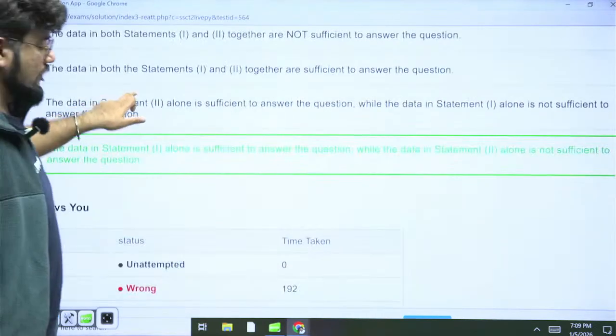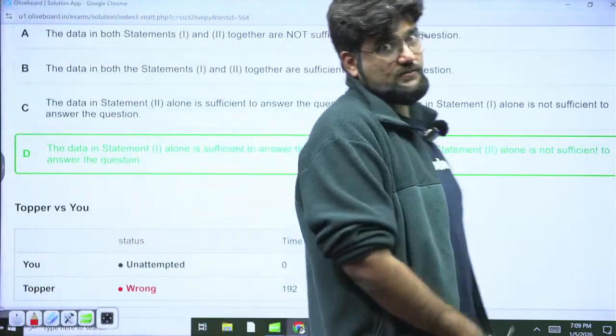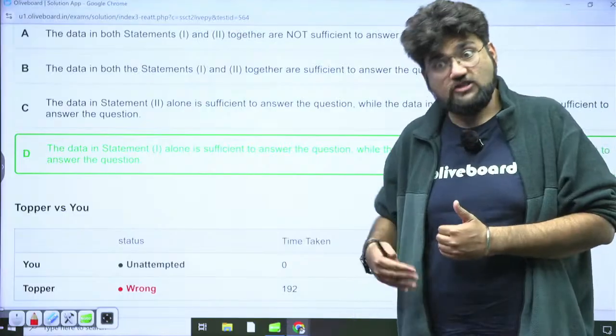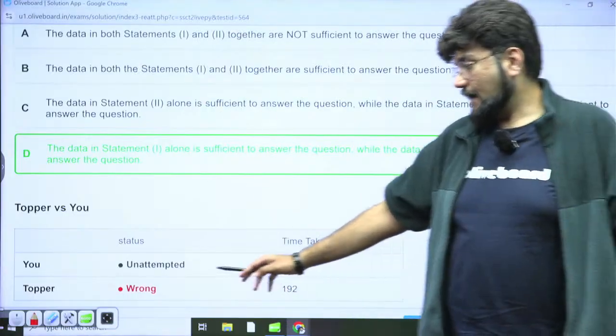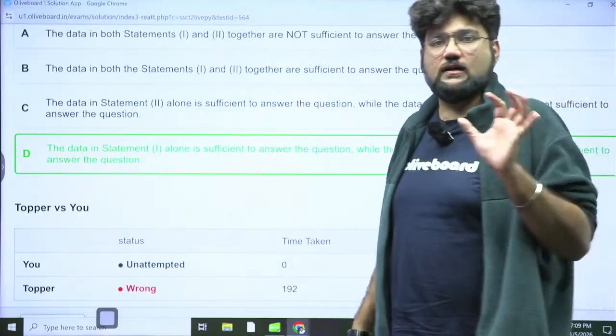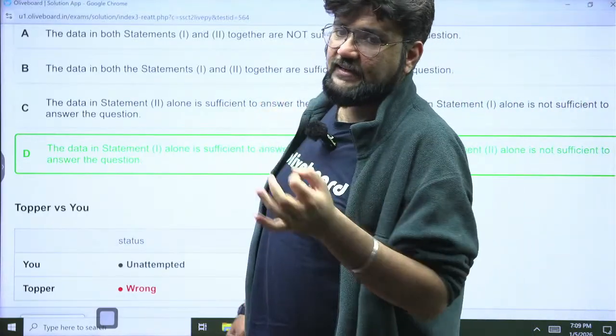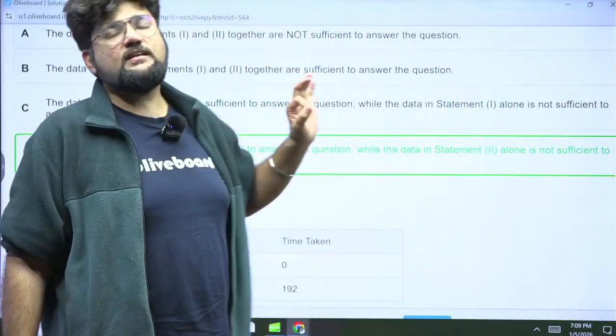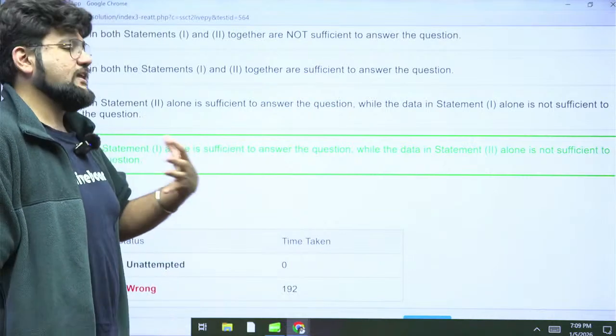Look at the amount of time. 192 seconds. So the barrier has crossed 3 minutes for this question. And despite that, it was incorrect. Huge loss, humongous loss. So this reiterates the fact that please do not take it on your ego. Do not take it on yourself.